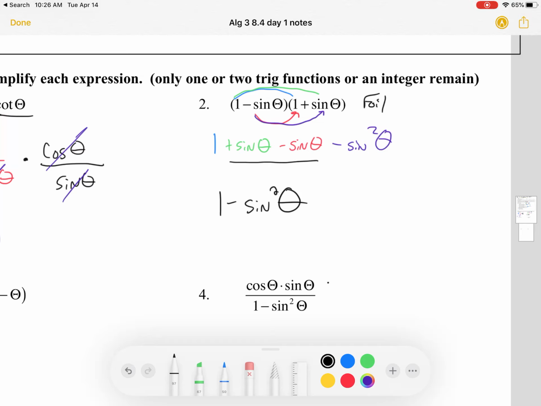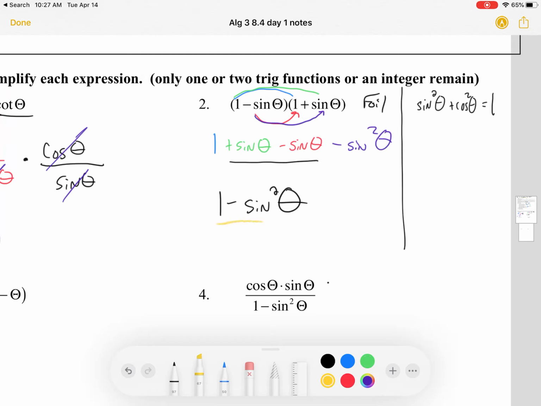Now, I hope that you have a bell ringing in your head. Ding, ding, ding. Ooh, I have something squared. That means I should look at my trig functions sheet and look at the Pythagorean identities. One of the Pythagorean identities is sine squared theta plus cosine squared theta equals 1.